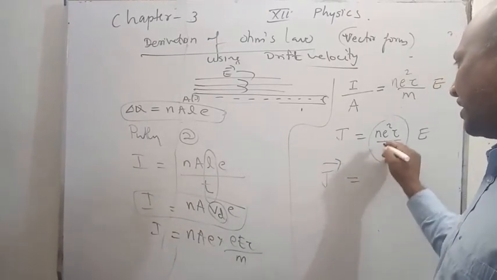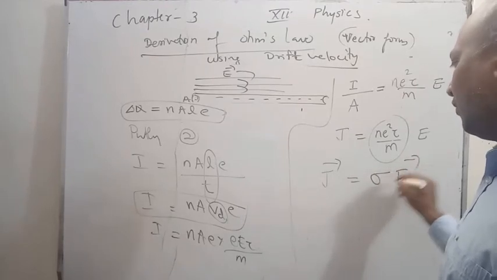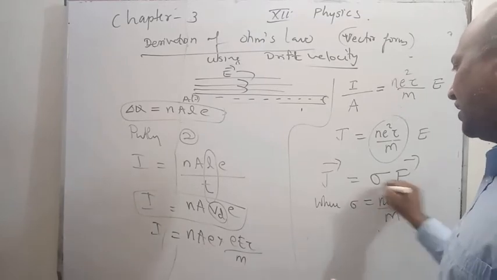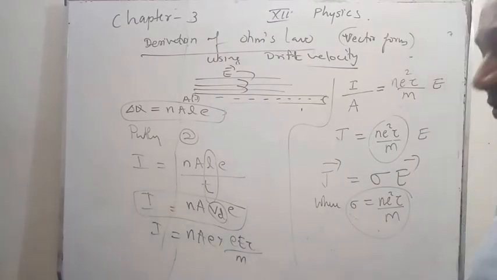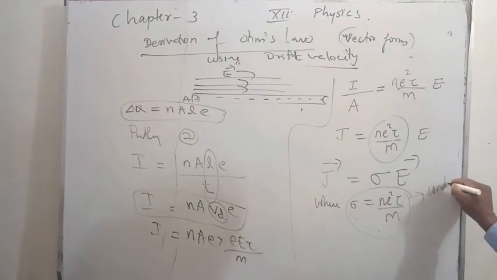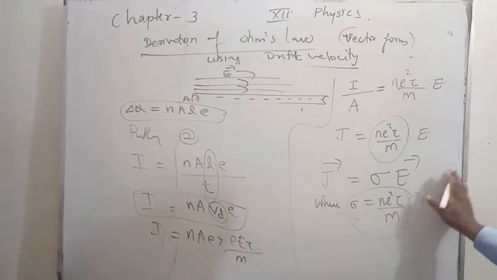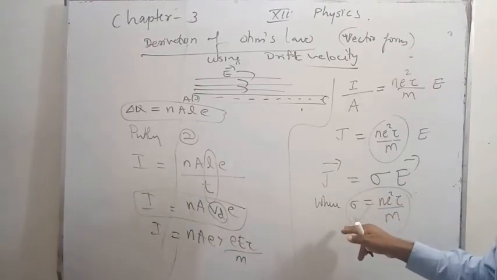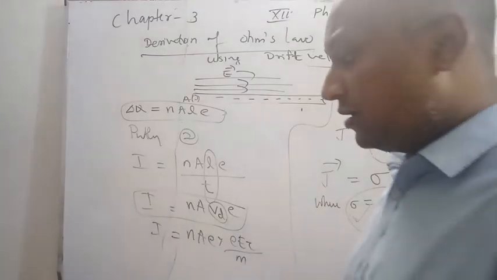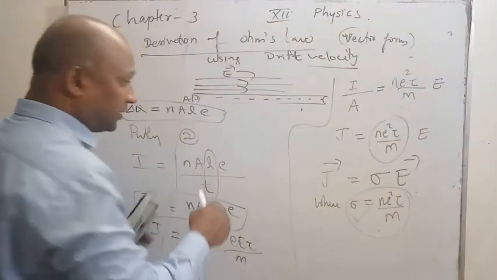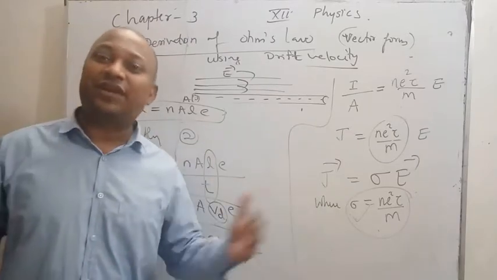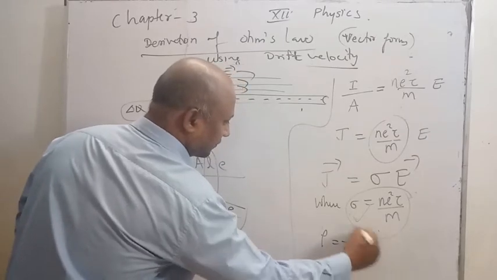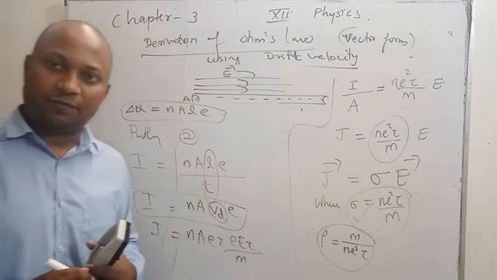So in vector notation I can write this as J = sigma E, where sigma is equal to n e squared tau upon m. It's totally the quality, the speciality of the material, which is called the conductivity of the material. The reciprocal of this is called the resistivity of the material. So resistivity you can write as m upon n e squared.